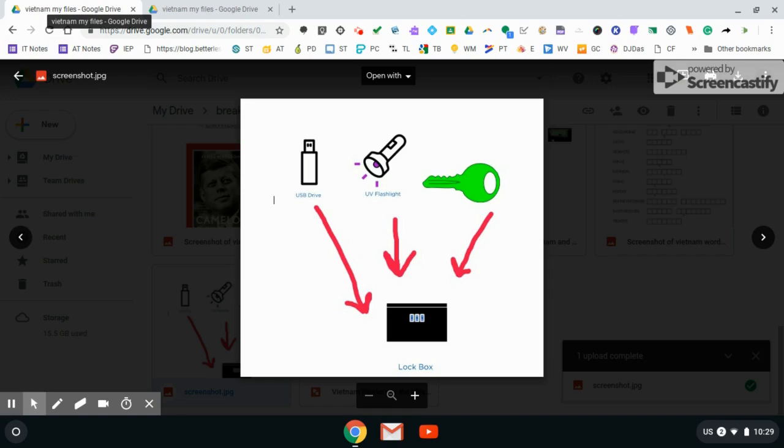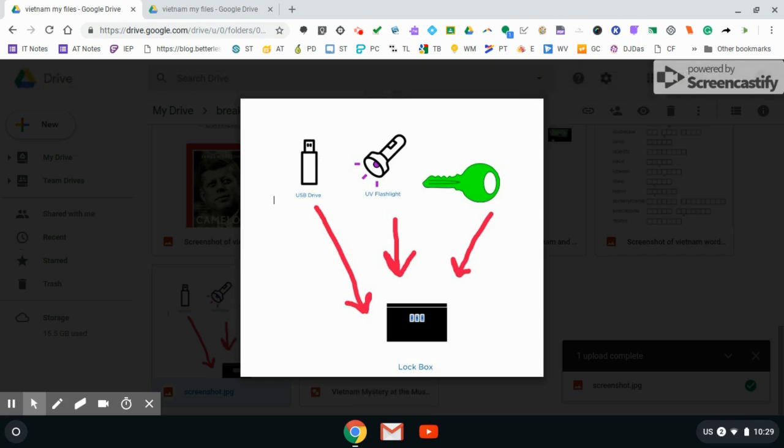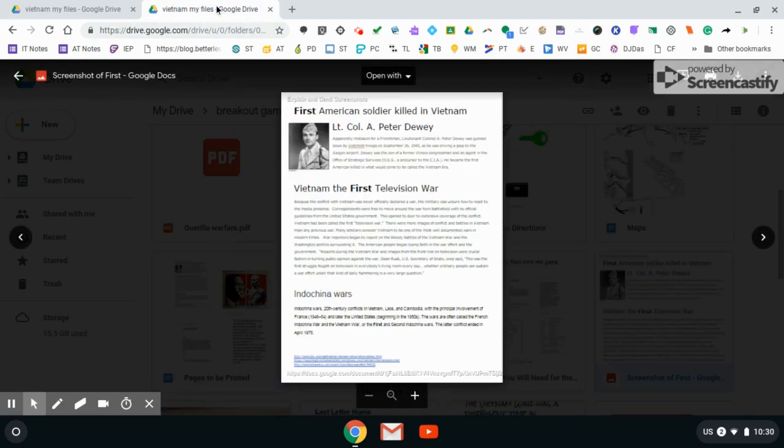Place the flash drive, blacklight, and key into the small box and lock it with a 3-digit lock set to 111. Students will be able to figure out how to open the lock by using the first sheet, where the word first is highlighted 3 times. This clue is based on the date of the start of the war, which is 11/1.